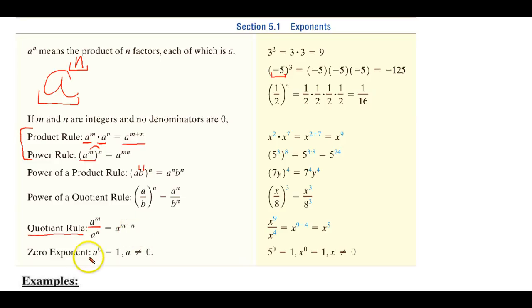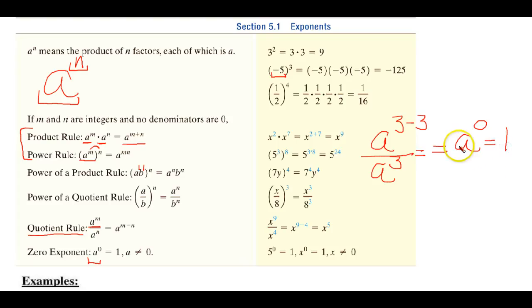And then the zero exponent rule: anything to the 0 power is 1. And we can see it here. If we have a to the third divided by a to the third, the rule is we bring up the exponent. This becomes a negative 3. So we then have a to the 0 power. But what is a to the third divided by a to the third? We said anything divided by itself is 1. So anything to the 0 power is 1.